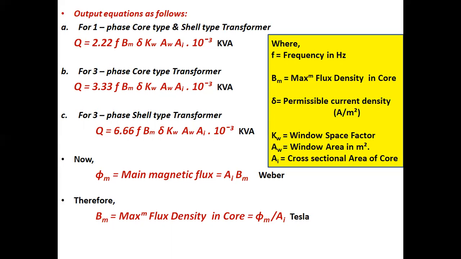The second equation, that is for three-phase core type transformer, Q equals 3.33 F BM delta KW AW AI into 10 to the power minus 3 KVA. Third one, for three-phase shell type transformer, Q equals 6.66 F BM delta KW AW AI into 10 to the power minus 3 KVA. Now, phi m equals the main magnetic flux, that is AI BM Weber. Therefore, BM, the maximum flux density in core, equals phi m divided by AI Tesla.